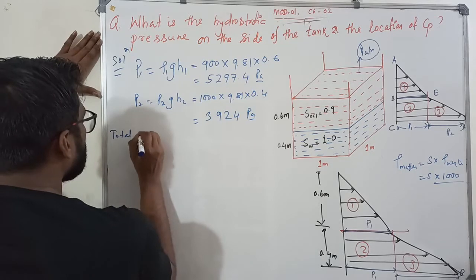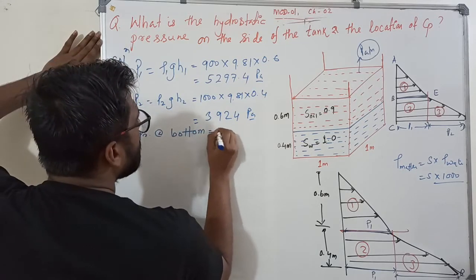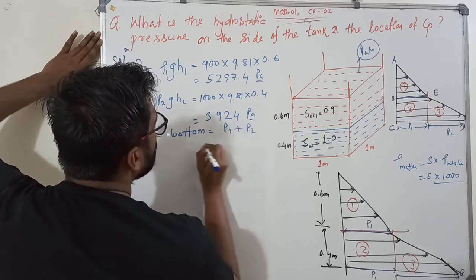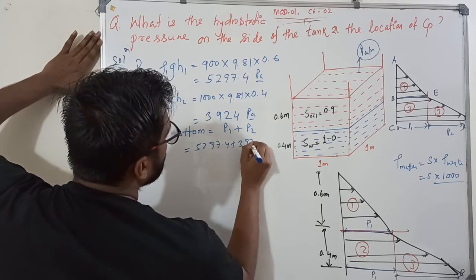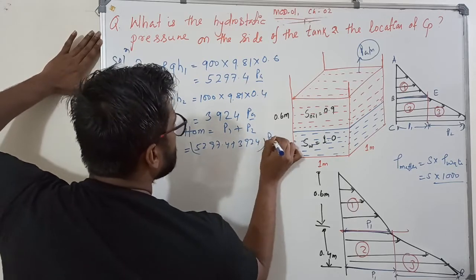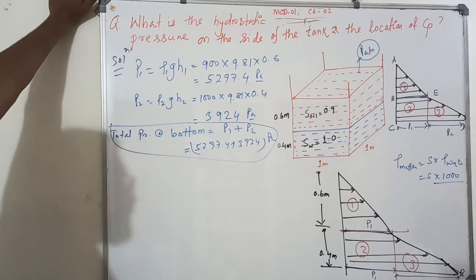So what is the combined pressure? The total pressure at the bottom. What is the total pressure at the bottom? Sir, P1 plus P2. That is 5297.4 plus 3924 Pascal. This anyhow we don't need now, I am just telling you. Okay? Understood? Correct? Very good.